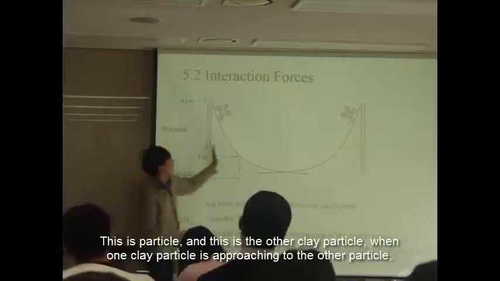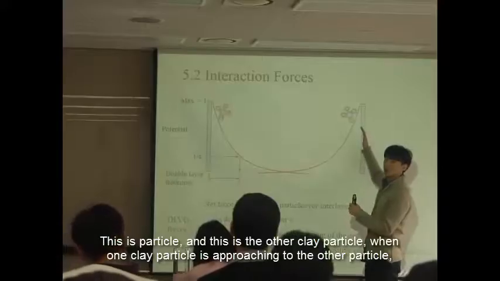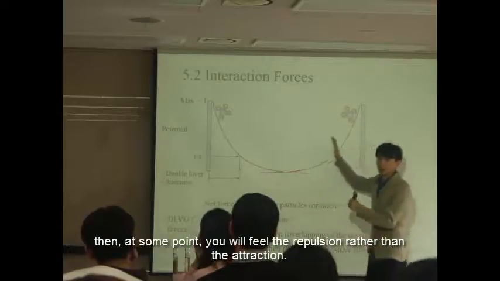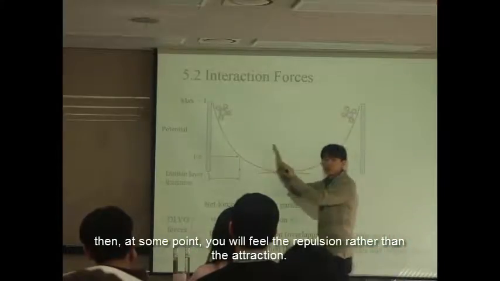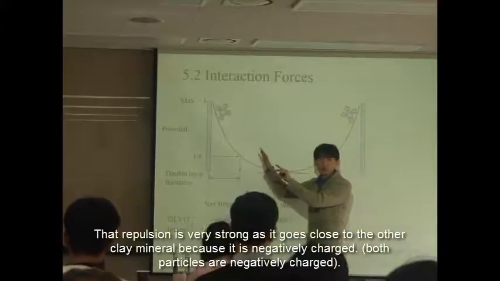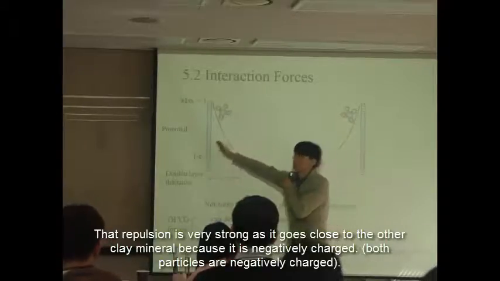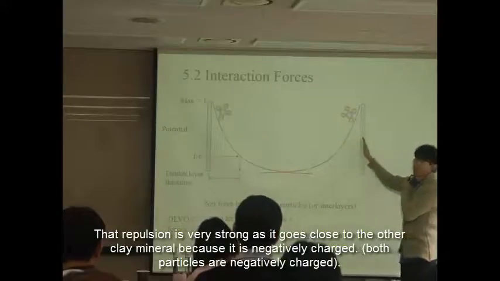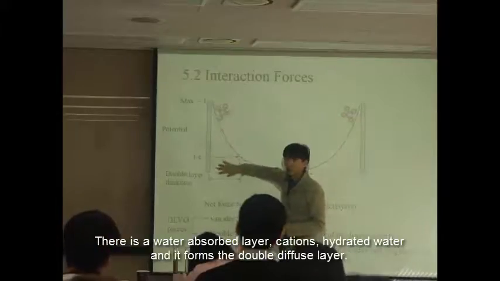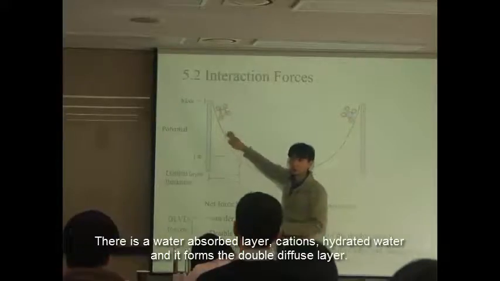And this is a clay particle, and this is the other clay particle. And when you think this clay particle is approaching the other clay particle, then at some point you will feel the repulsion rather than the attraction, right? And that repulsion could be very strong as you go closer to the other clay particle, which is negatively charged. And this one is also negatively charged. And there's an adsorbed water layer, and the cation hydrated with water, and it forms the diffuse double layer.